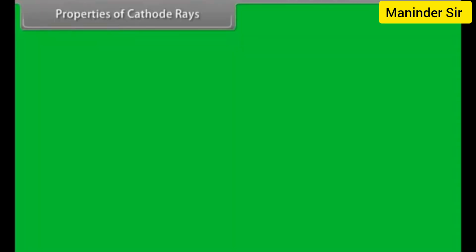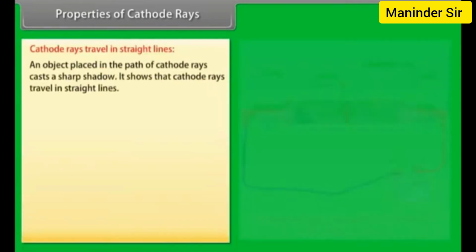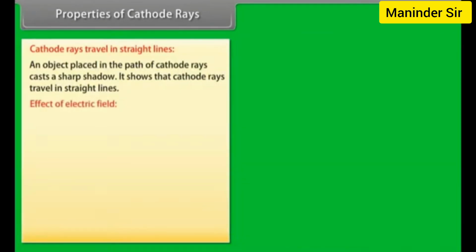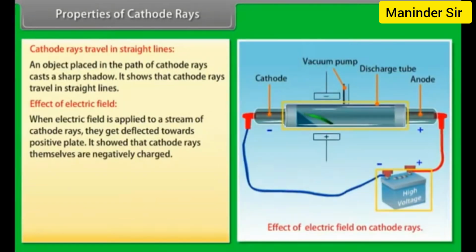Properties of cathode rays. Cathode rays travel in straight lines. An object placed in the path of cathode rays casts a sharp shadow. It shows that cathode rays travel in straight line. Effect of electric field. When an electric field is applied to a stream of cathode rays, they are deflected towards the positive plate. It showed that cathode rays themselves are negatively charged.